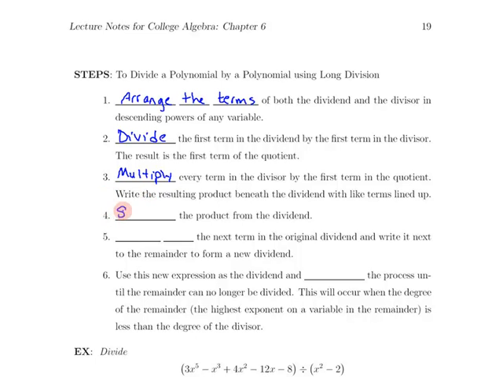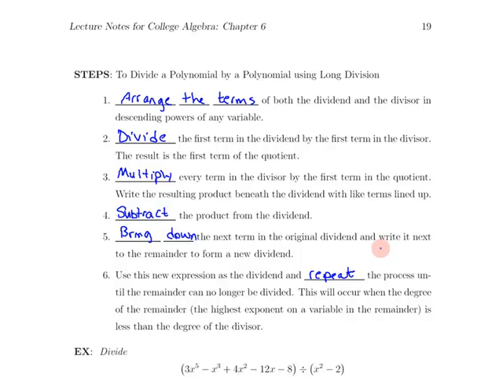Then we subtract the product from the dividend, which means basically change the signs and add. Change all the signs. Now, once we get to that point, we're ready to start over. So we bring down the next term from the original dividend, write it next to the remainder to form a new dividend. Use this new expression as the dividend and repeat the whole process from the beginning. And you keep going until the remainder can no longer be divided.